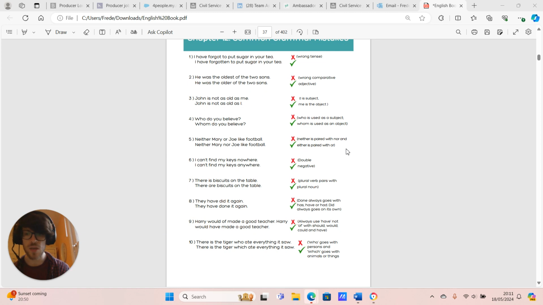So, I have forgot to put sugar in your tea is different. I have forgotten is correct. This is the difference when we're looking at tenses, specifically forms of the past tense. I have forgot is the simple past because forget, conjugated into the past tense, is forgot, right?